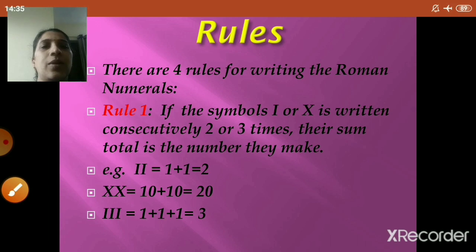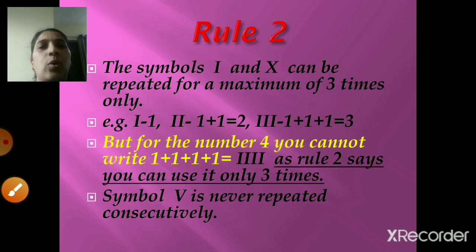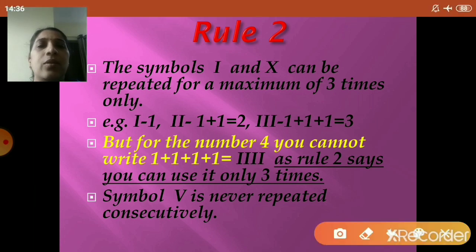Let's move to the second rule. The symbols I and X can be repeated for a maximum of 3 times only. Now for the example, Roman number 1 is capital I. Then Roman number 2 is two capital I's, 1 plus 1 is equal to 2. And Roman number 3 is three capital I's, 1 plus 1 plus 1 is equal to 3.